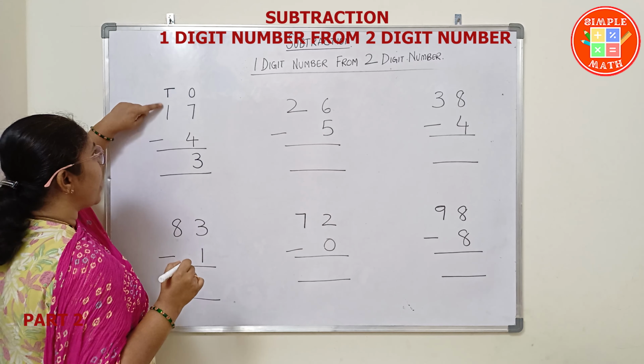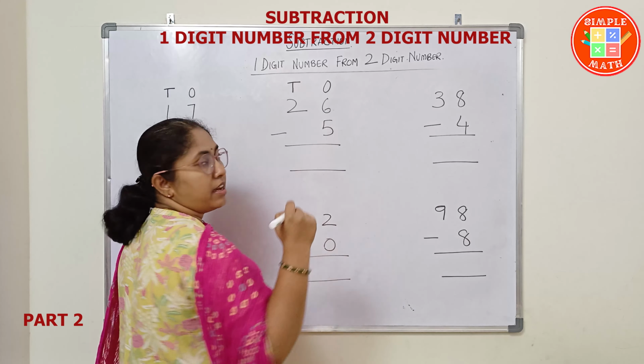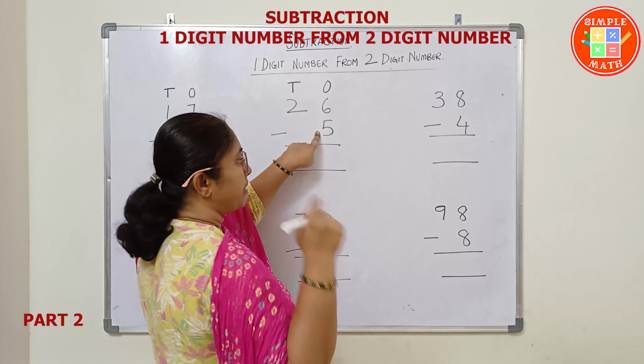Coming to the second sum. Mark the ones column and tens column here also. We always start subtraction from the ones column. So take the smaller number. Here 5 is the smaller number, keep it in your mind. Count after 5, 6, till you get the big number.